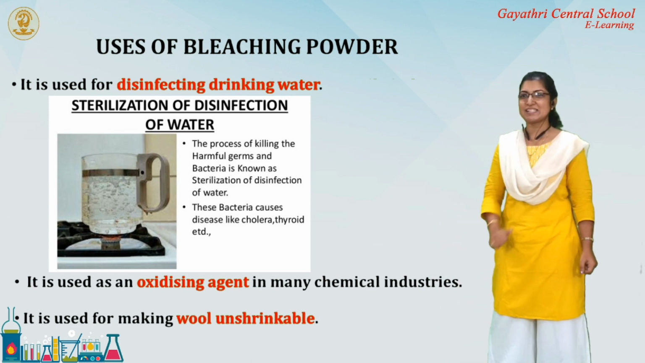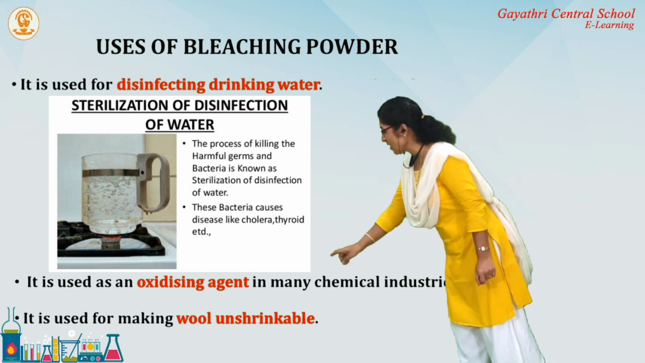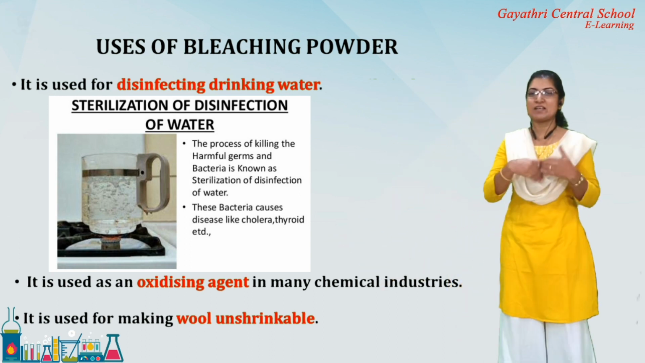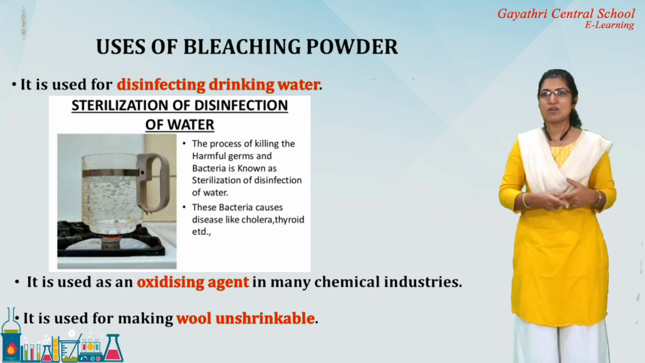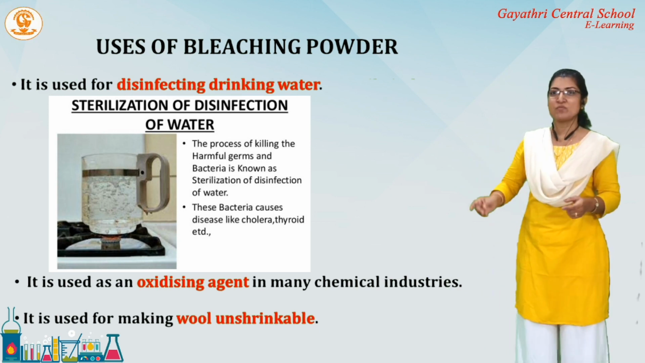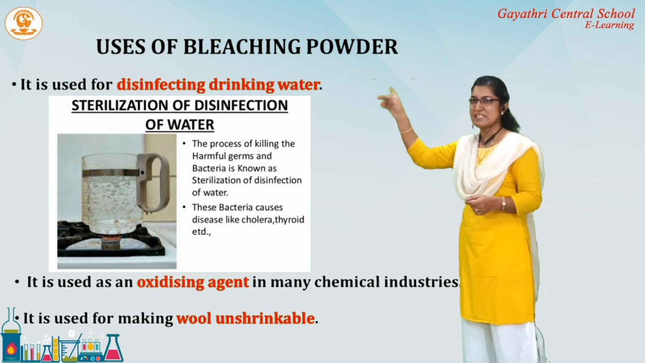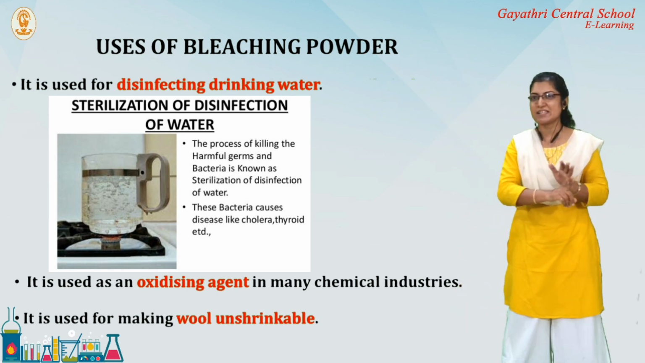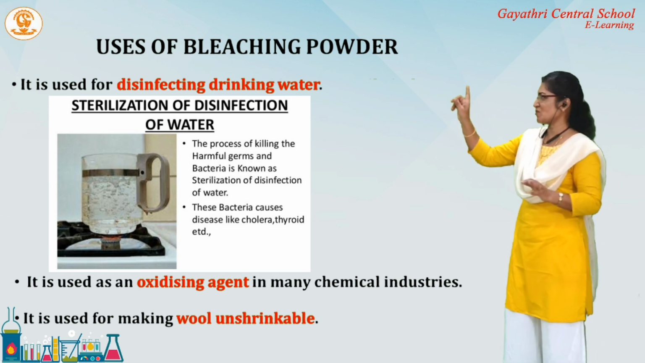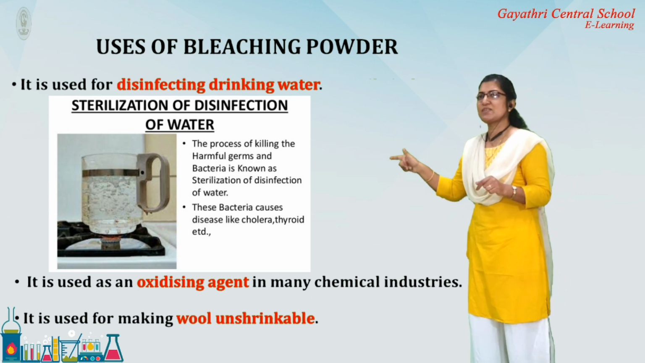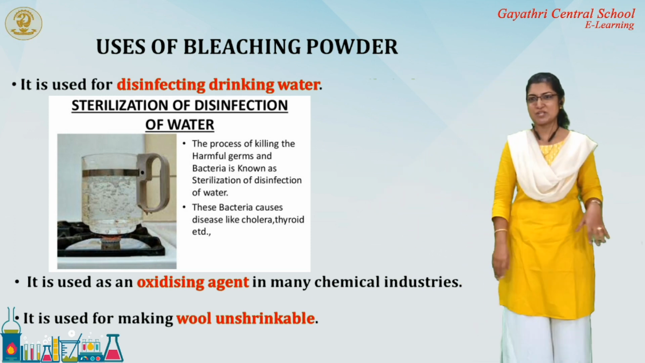Then what else is it used for? It is also used for making wool unshrinkable, isn't it? In the wool industries and all, to make it unshrinkable. For that purpose also, we use bleaching powder. So these are the main uses of bleaching powder. It is used in textile industries, in paper industries, in laundries, for disinfecting water, as an oxidizing agent, and also to make wool unshrinkable.